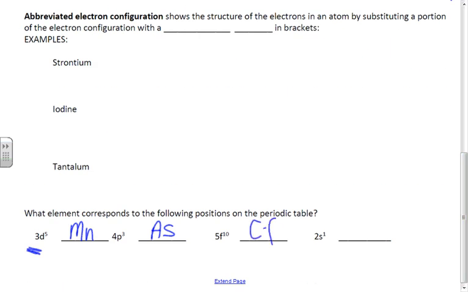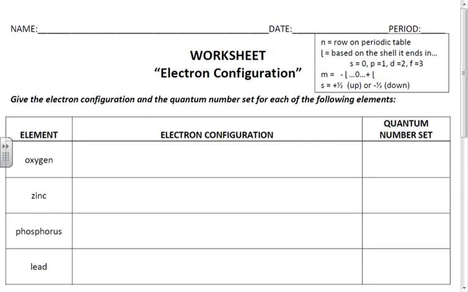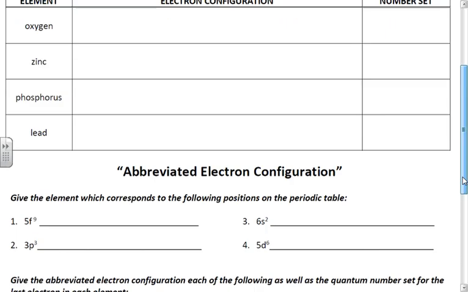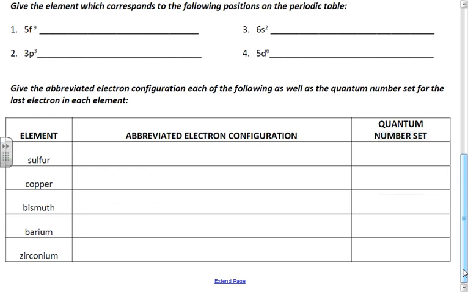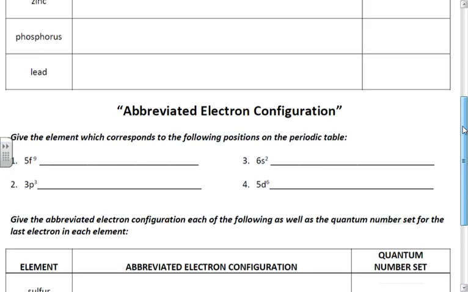Okay, and then the last one, 2s1, lithium, Li. So on your assignment that you picked up on the way in today, there are 2 sections that we're going to look at right now. And before we leave, I'm going to show you the abbreviated form, which is even shorter. But you don't know how to do this part yet, the bottom chart, so hold off on that till we do that set of notes.